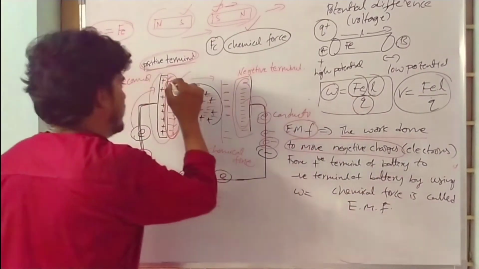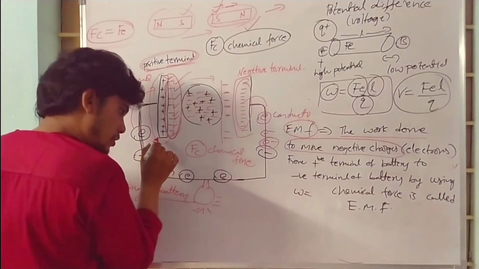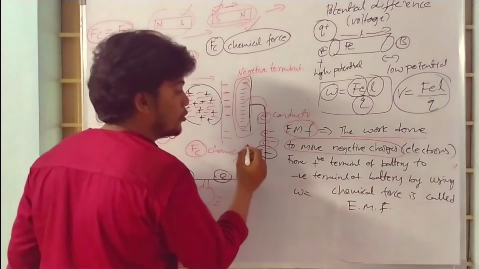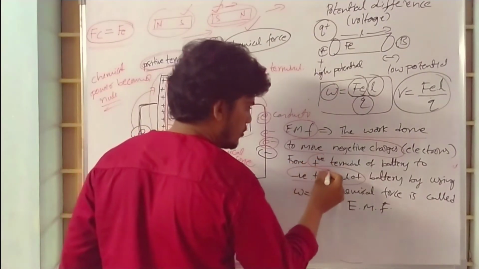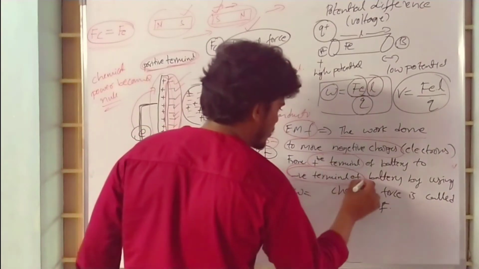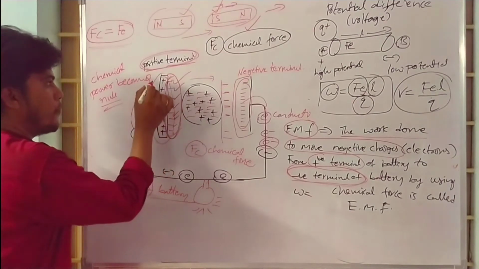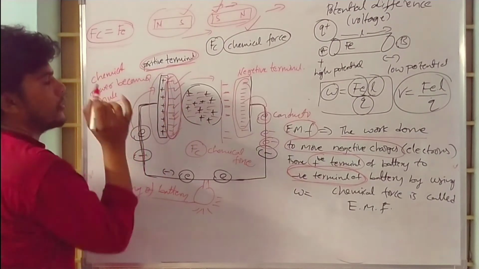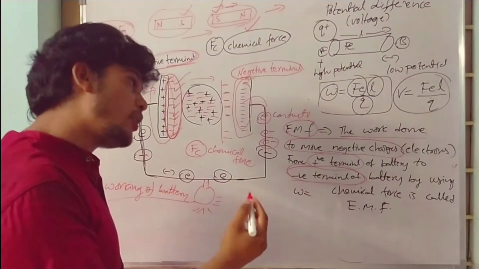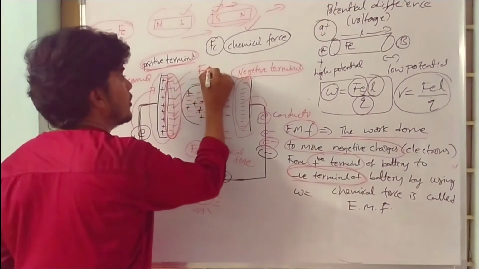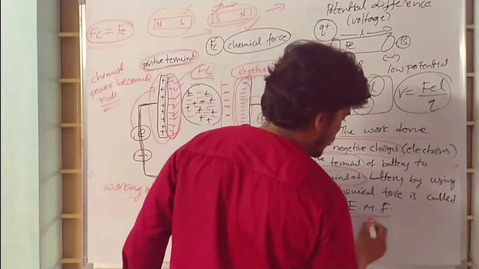So to move negative charges from the positive pole of the battery to where? To the negative terminal of the battery. The journey between the positive terminal and the negative terminal. So to move negative charges, meaning electrons, from the positive pole of the battery to the negative terminal of the battery. How is it possible? By applying some chemical force. Applying some chemical force is called electromotive force.